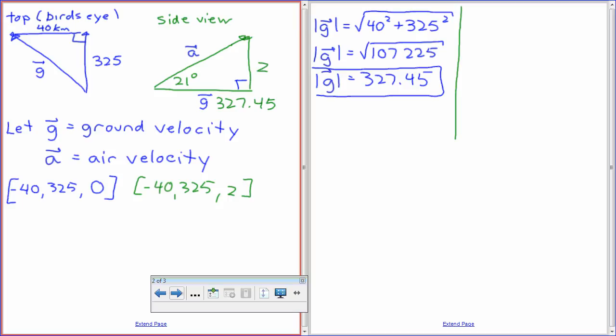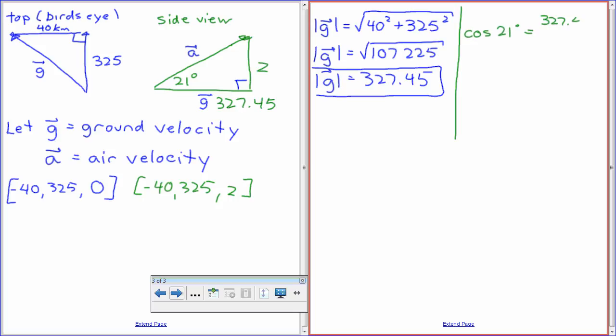Could we do sine law? You could use sine law or cosine law. I'm going to use cosine now. Say cosine of 21 equals 327.45 over a. I'm going to use that because it's the right angle, right? You could have used sine law if you wanted to, but because it's the right angle, I'm just going back to SOHCAHTOA. All right, so magnitude of a equals 327.45 over cos 21.